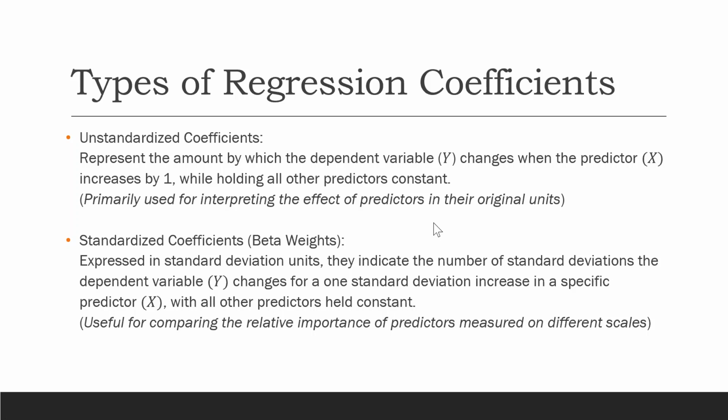These coefficients, or the slopes in this case, are going to be expressed in standard deviation units. They indicate the number of standard deviations the dependent variable y is expected to change for a one standard deviation change in, or increase in, the specific x value while holding all of the other indicators or predictors constant. So by standardizing these and putting them in standard deviation units, we can make a comparison across the different regression coefficients so that we can know which regression coefficient has more of an impact on our outcomes in our regression model. So it says it's useful for comparing the relative importance of predictors measured on different scales.